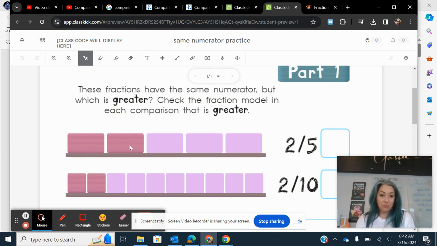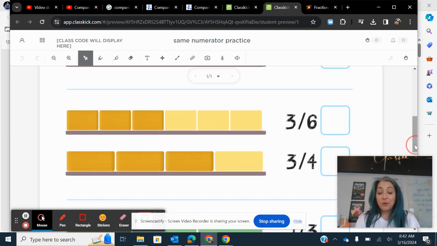This is broken up into 1, 2, 3, 4, 5. That's broken up into 10. Just looking at this, can you see which one is larger? Yeah, 2 out of 5, 2/5, is larger. So if you keep looking at these, the larger denominator, when you're comparing fractions with the same numerator, is actually the smaller fraction.